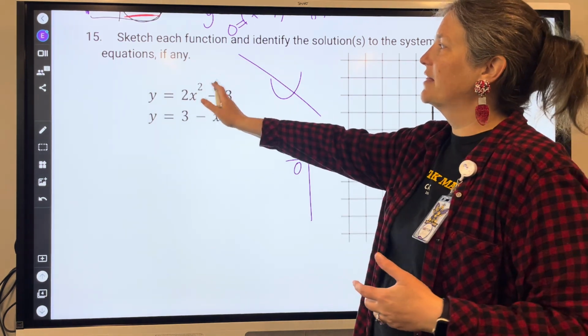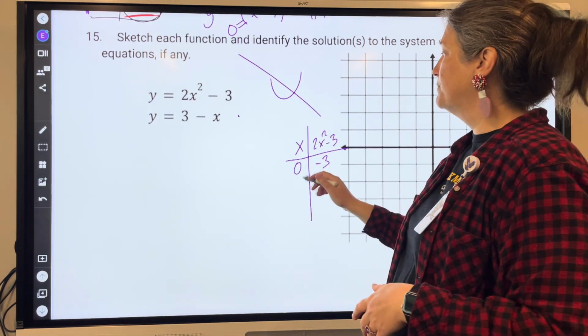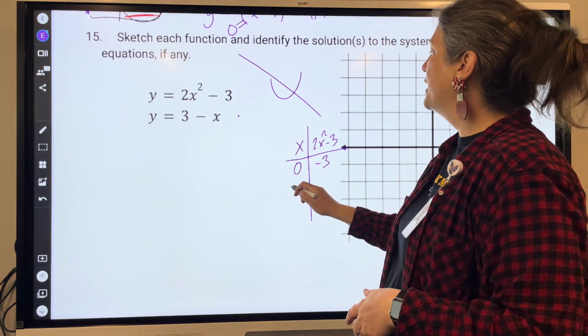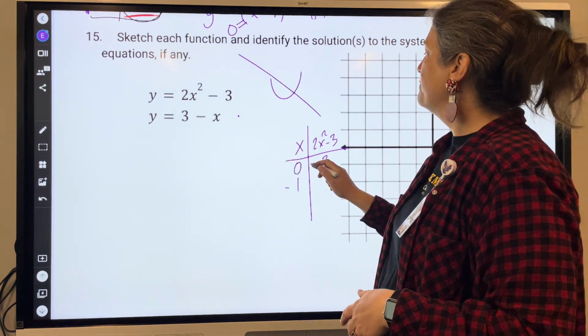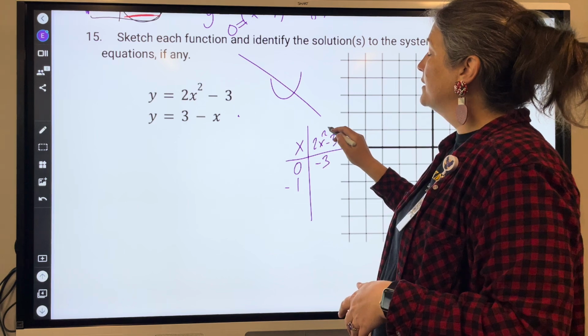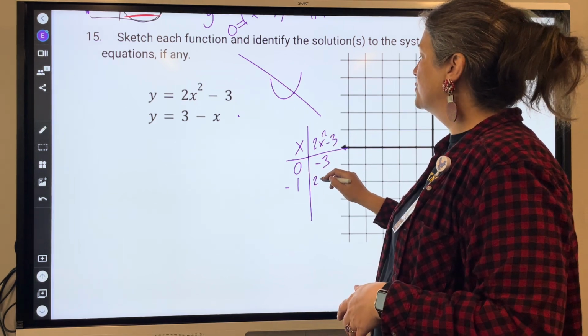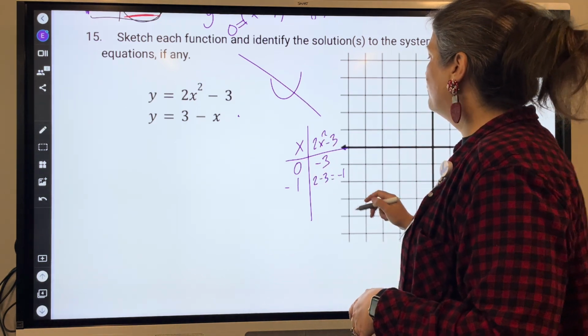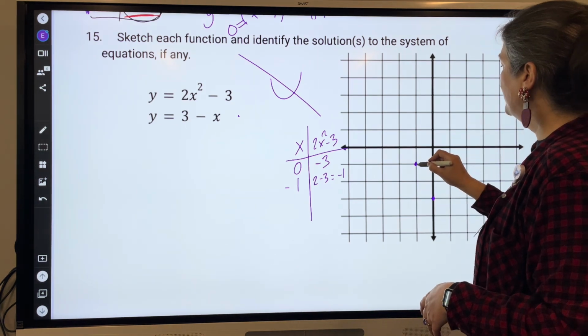Since I think of it in transformation form, I know it is, but I can test values to the left and right. So -1, 2 times -1 squared is a +1, so 2 minus 3 is -1. That's up from there.